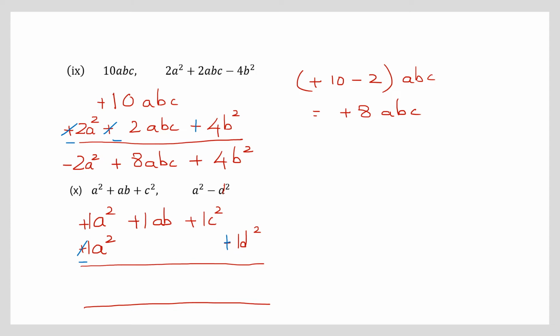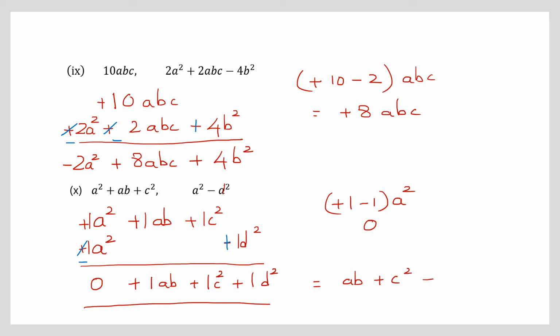Okay, let's start. Plus 1. Now we're looking at a square. Plus 1 minus 1. a square plus 1 minus 1 becomes 0. So that is 0. This is plus 1ab plus 1c square and plus 1d square. You can even ignore the ones and write your final answer as ab plus c square plus d square.